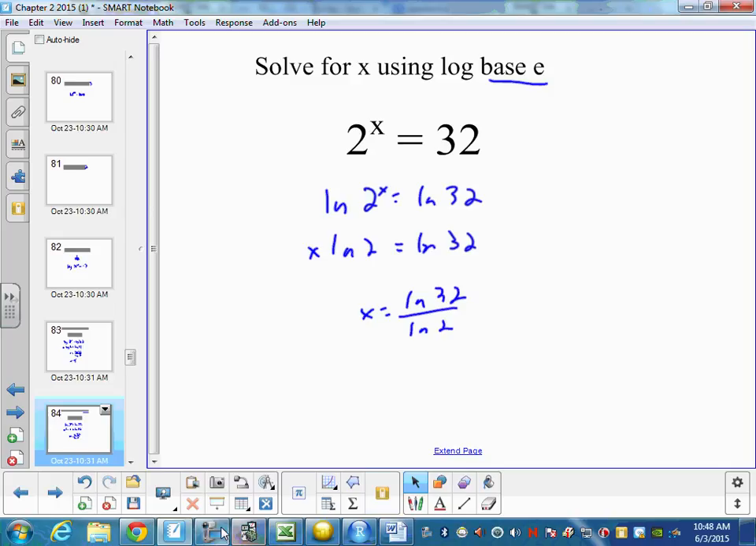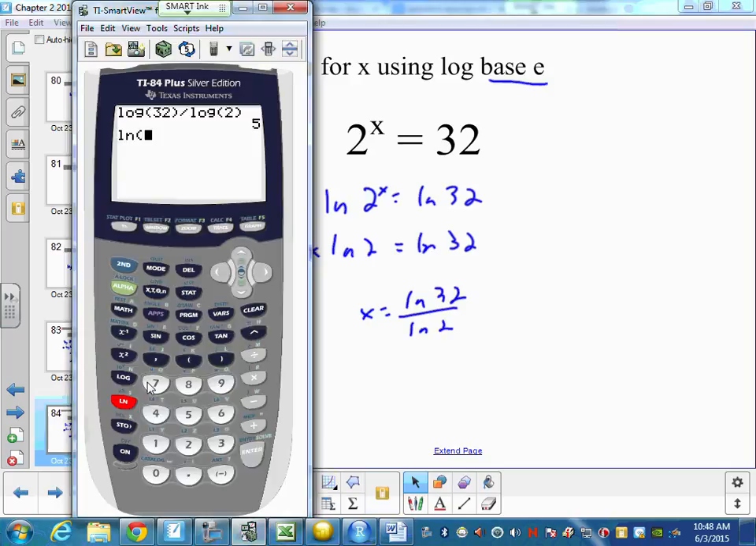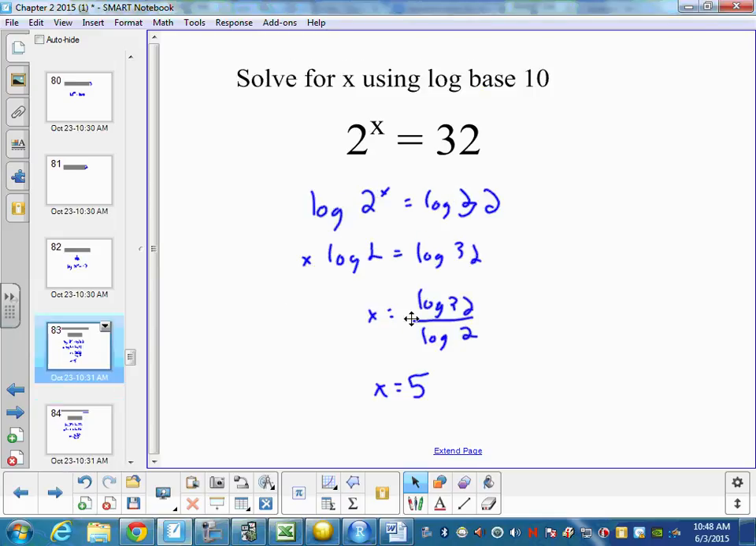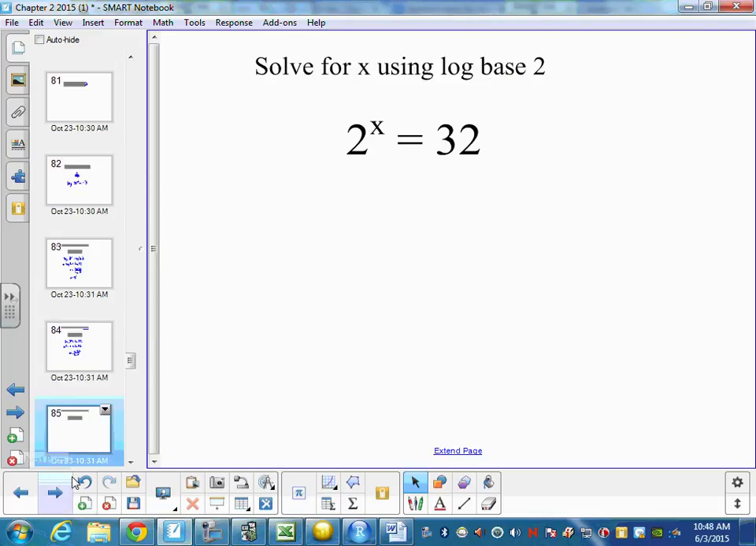And when we type it into the calculator, now we just do ln rather than log. 32 divided by natural log of 2. And we still get 5. So don't be scared if it's a natural log problem or if they tell you to use log base 10. It's the same system.